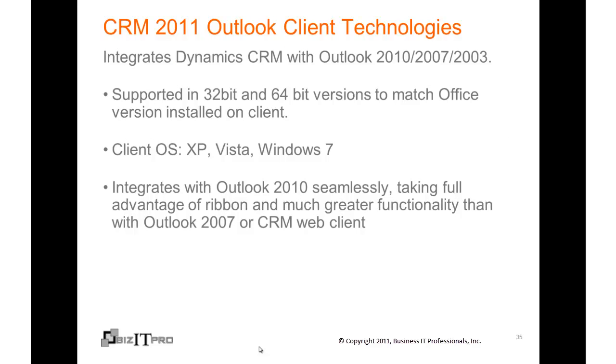CRM 2011 Outlook Client Technologies. The CRM 2011 Outlook Client integrates Dynamics CRM with Outlook 2010, 2007, and 2003. This add-in is supported in both 32-bit and 64-bit versions to match the Office version installed on the client PC. Client operating systems supported include XP, Vista, and Windows 7. This add-in integrates with Outlook 2010 seamlessly, taking full advantage of the ribbon and much greater functionality than with other versions of Outlook.